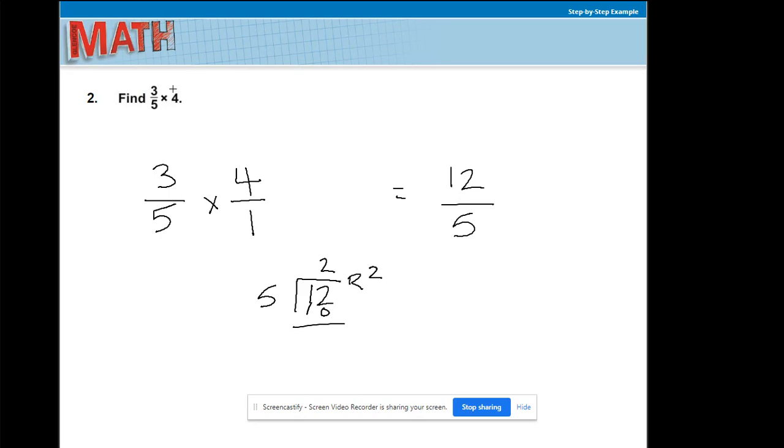What you're going to do is have a whole number, then the remainder, and then the denominator. So the denominator is this bottom number. So we have 2 whole times 5 can go into 12, the remainder is 2, and then our denominator is 5. So that is how we can do that. Or if you know that 5 can go into 12 2 whole times with 2 left over, then you have the same answer. So the right answer for 3/5 times 4 is going to be 2 and 2/5.